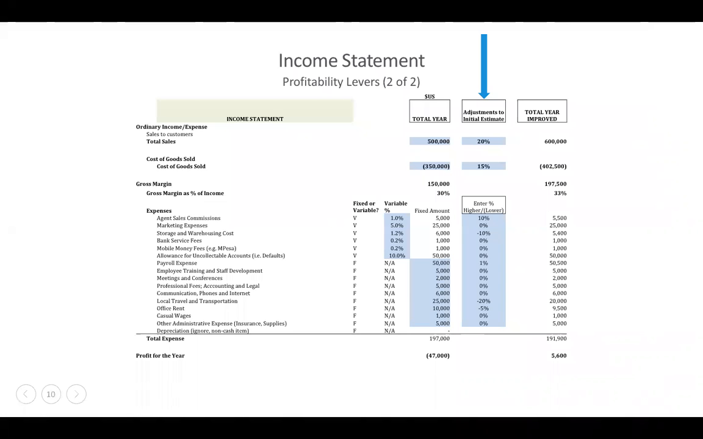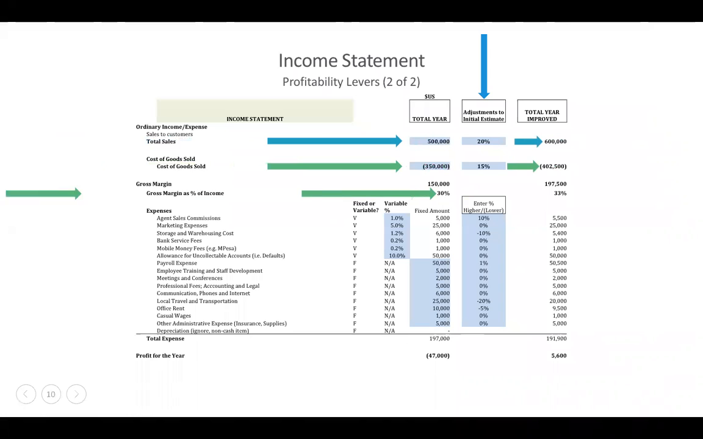When you make your own estimates as part of the work you'll do in this module, you'll be typing them into blue boxes on a Microsoft Excel sheet that looks just like this. So first, here we'll increase the sales by 20% from $500,000 to $600,000. Second, we'll increase the cost of goods sold by only 15%, which effectively means that the gross margin has improved from 30 to 33%.